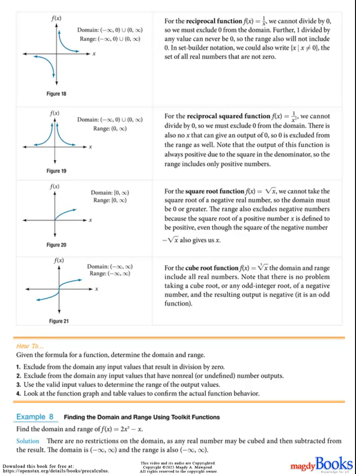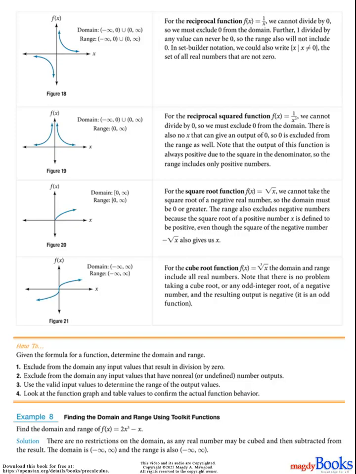How to: Given the formula for a function, determine the domain and range. 1. Exclude from the domain any input values that result in division by 0. 2. Exclude from the domain any input values that have non-real or undefined number outputs. 3. Use the valid input values to determine the range of the output values. 4. Look at the function graph and table values to confirm the actual function behavior.